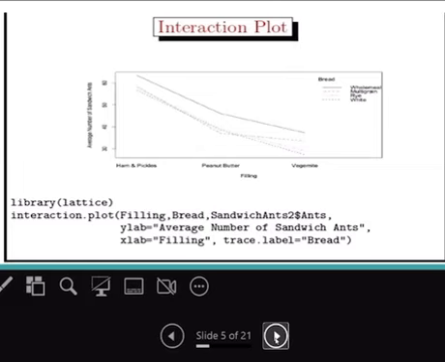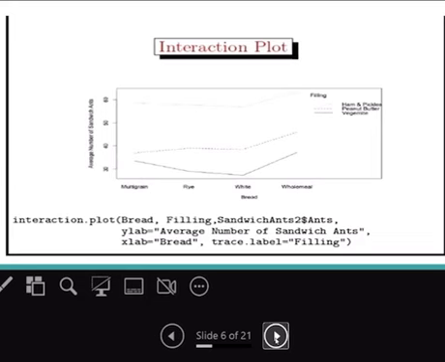I'm going to say that again. We don't need interaction if a particular factor has a consistent behavior across levels of the other factor. But if it has inconsistent behavior, then there's an interaction effect. That's what we mean. Okay.